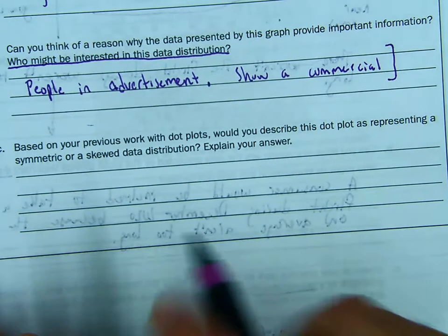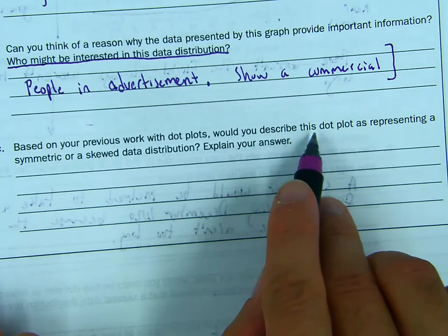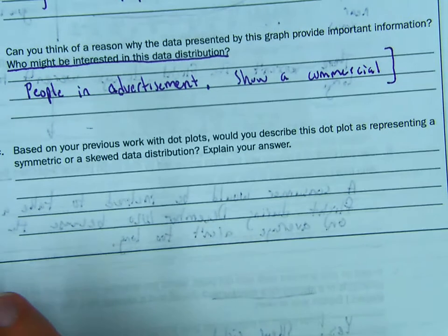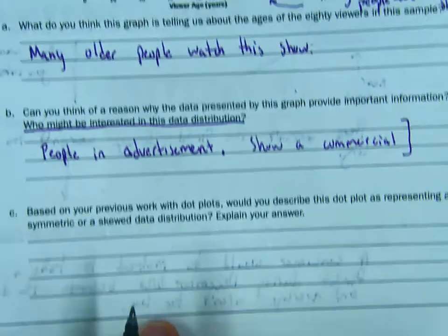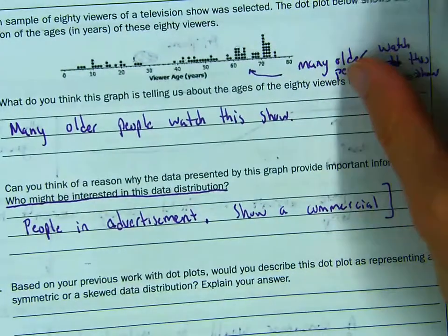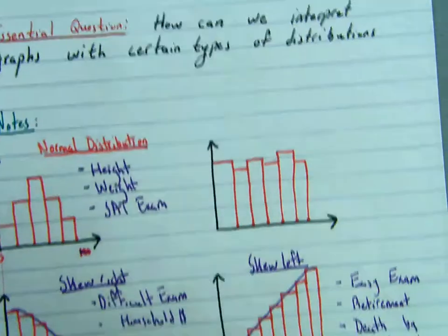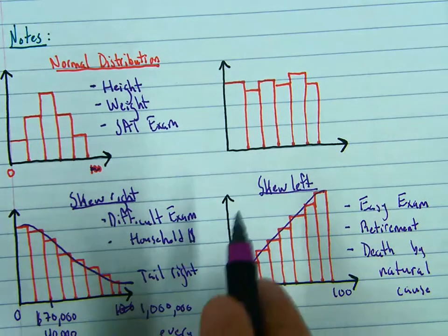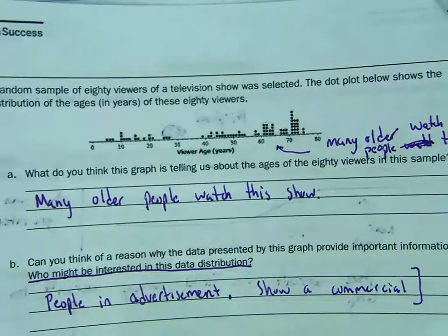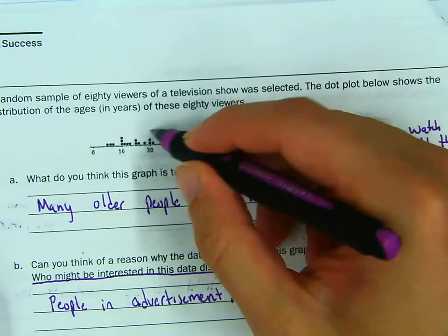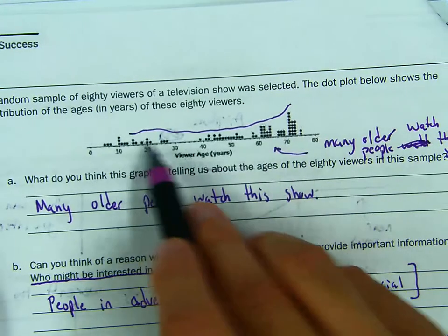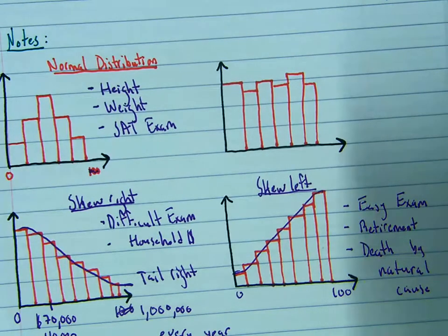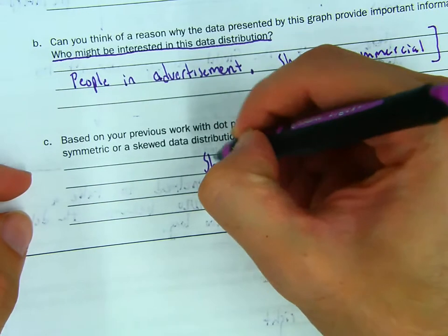Based on your work with dot plots, could you describe this plot as representing a symmetric or skewed distribution? What type of skewed graph do you think is being shown over here? Which one of these is shown over here? It looks like it's skewed left, right? Where the data values are concentrated over here. So there we go. We could have a skew left.